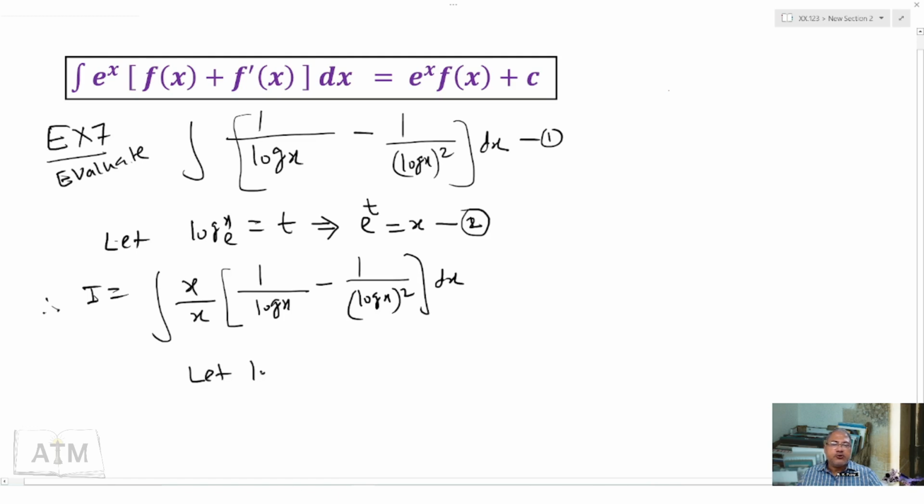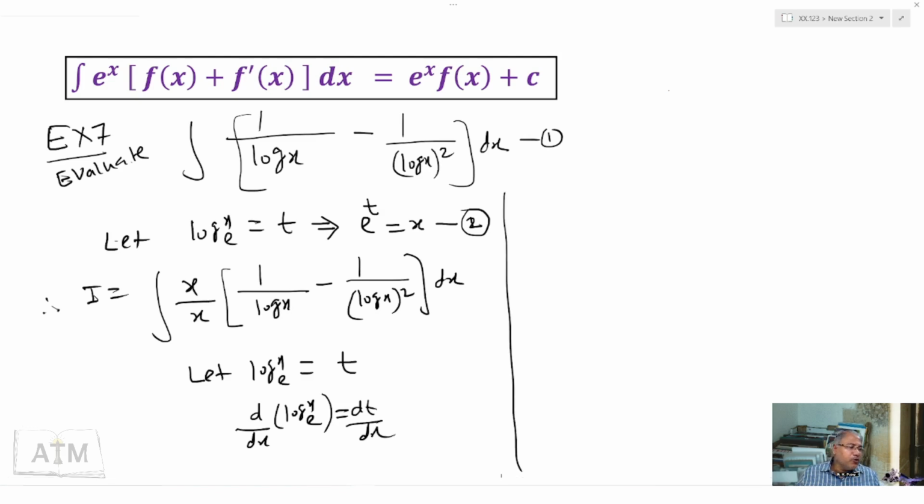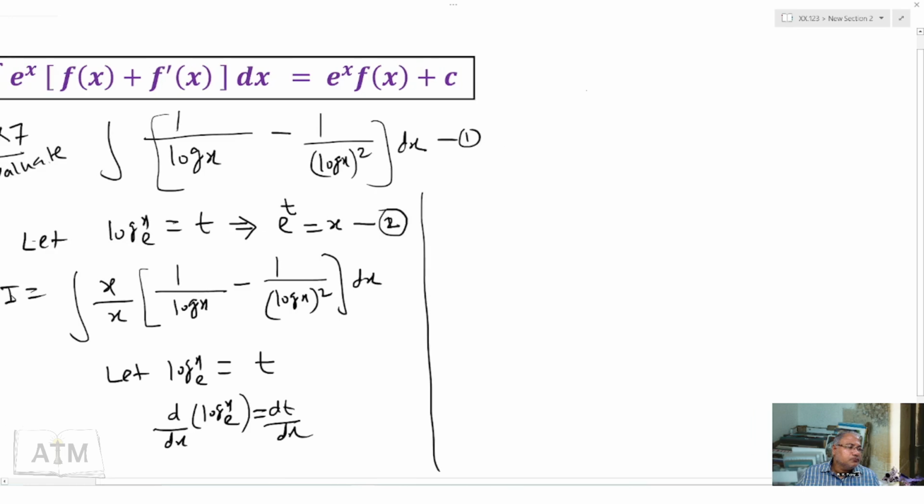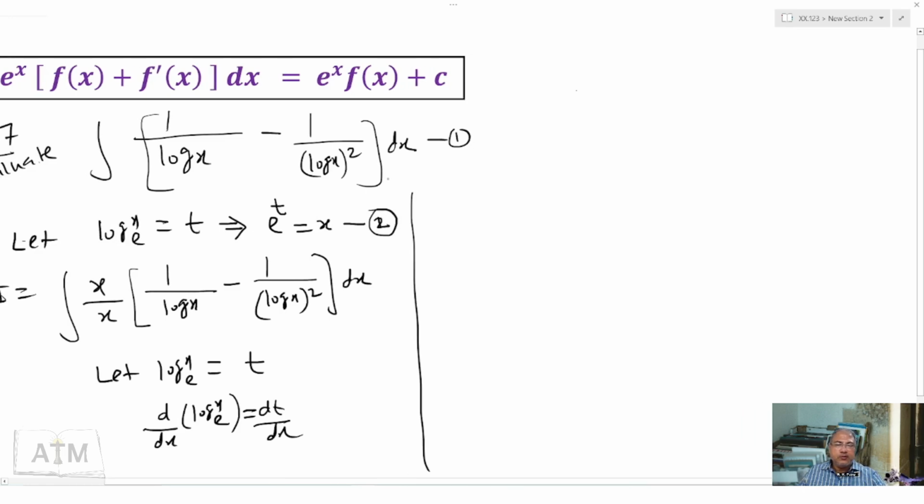Whenever we go for the substitution method, we do the derivative. So the derivative of log x to the base e with respect to x equals dt by dx. After that, what will you do? The derivative of this is nothing but 1 upon x equals dt by dx. Therefore 1 upon x dx equals dt. So this method of integration is called the substitution method.